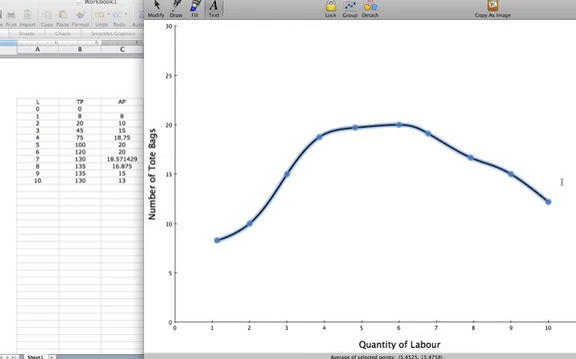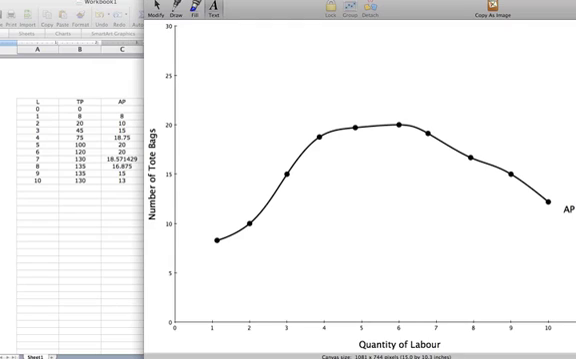Our average product curve tells us what's happening to the typical worker. We notice that initially average product is increasing. So initially as we add workers, our workers are able to produce more units per worker. And then eventually our average product starts to fall. The amount produced per worker decreases.